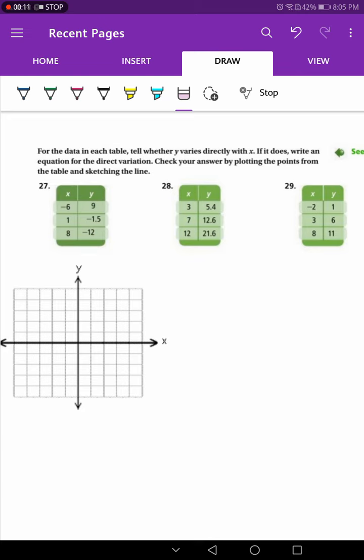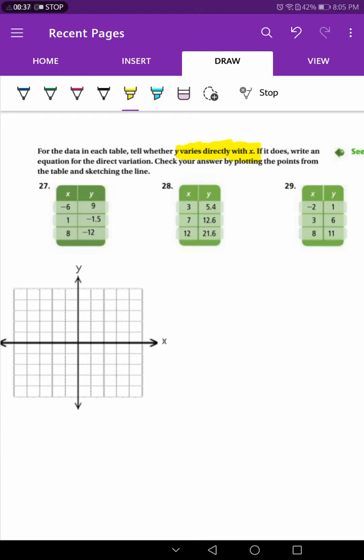Our mission today is to complete part 3, lesson 5-2, direct variation. For the data in each table, tell whether y varies directly with x. If it does, write an equation for the direct variation. Check your answer by plotting the points from the table and sketching the line.